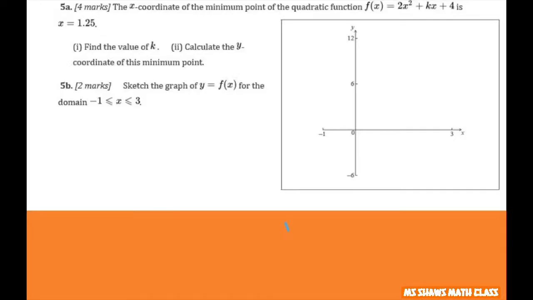The x-coordinate of the minimum point of the quadratic function is x equals 1.25. Find the value of k, calculate the y-coordinate at this minimum, and then we're going to sketch the graph for the domain -1 to 3.